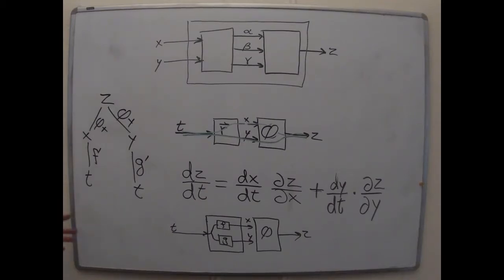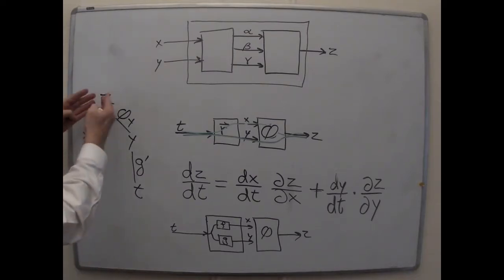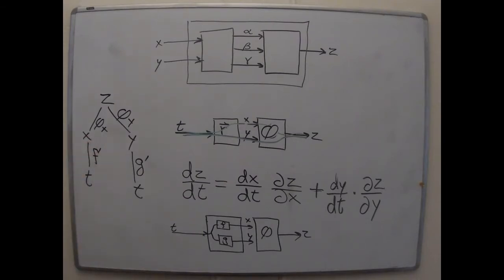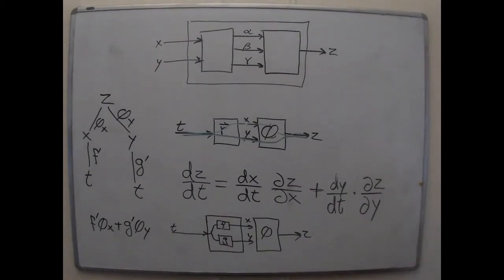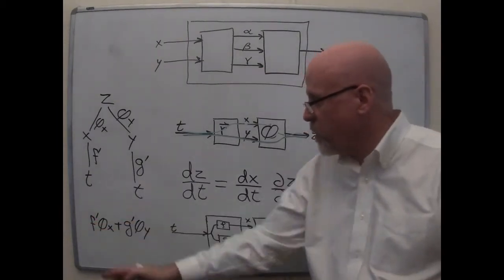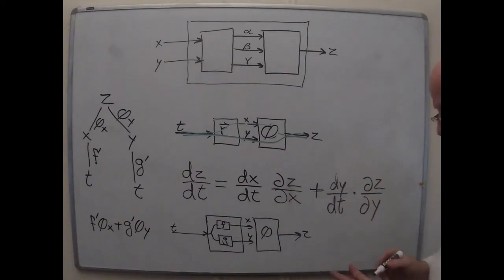So then your job to make the full derivative is to just multiply along these chains. I think maybe that's another reason why they call this thing the chain rule. So what would I have? F prime phi sub x plus g prime phi sub y. That's literally the same thing as this, just with different names. This one emphasizes what the functions are, this one emphasizes what the variables are.